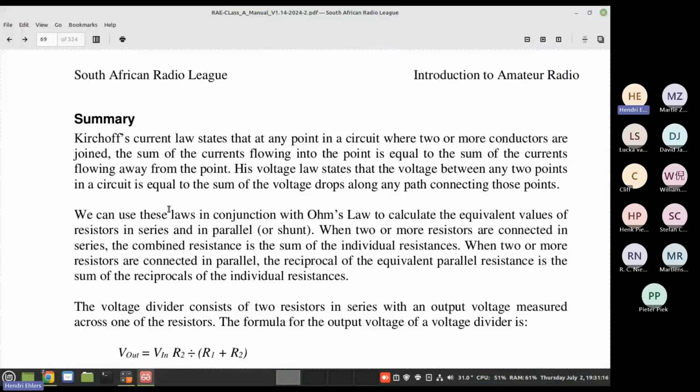We can use these laws in conjunction with Ohm's law to calculate the equivalent values of resistors in series and parallel or shunt. When two or more resistors are connected in series, the combined resistance is the sum of the individual resistances. When two or more resistors are connected in parallel, the reciprocal of the equivalent parallel resistance is the sum of the reciprocals of the individual resistances. It's easier just to know the formula.